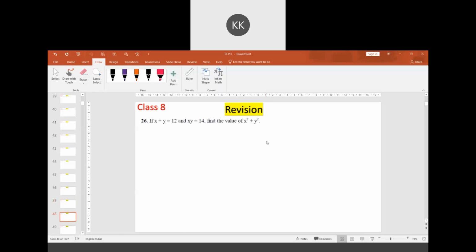See here, question number 26. I told you, you will get these types of questions. Shall I solve this? Yes, sir. They have given x plus y is equal to 12. So what we do is, x plus y equal to 12, we will consider, and we square on both the sides.